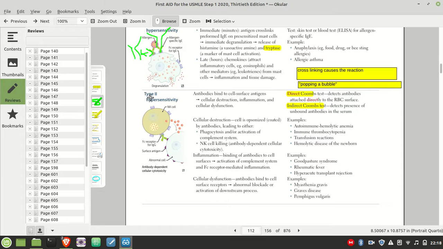Okay, type 2 hypersensitivity. Oh my goodness. Well, so what's going on here? Well, it's literally the antibodies causing problems. So how does it happen? Well, phagocytosis or complement system. Or of course natural killer cells being told, hey, you gotta come in here and kill things. And inflammation also occurs because of complement system. It's a huge thing.